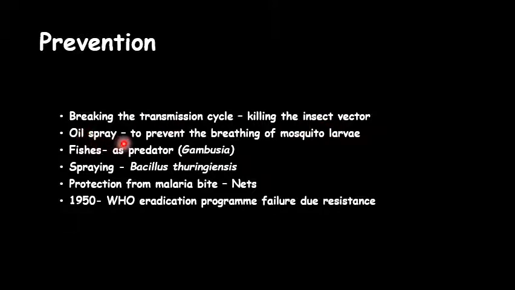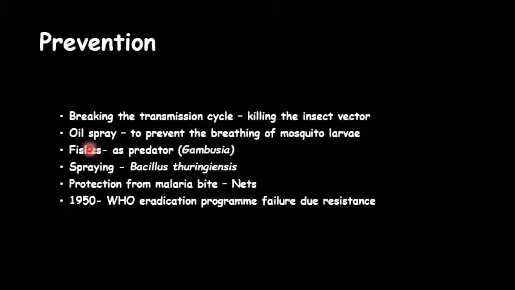And we can use oil spray to prevent the breathing of the mosquito larvae. As I told you, all must be aware that the mosquito lays its eggs on water, right? As soon as it lays eggs, the eggs develop and convert into larvae. The larvae, though present in the water, need oxygen to survive. So they come to the surface, breathe and go down. So when you spray oil on top of the water, it prevents the entry of oxygen, and at the same time prevents the breathing of the mosquito larvae.